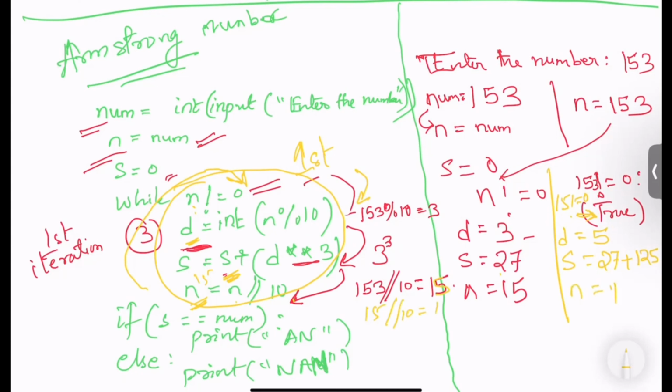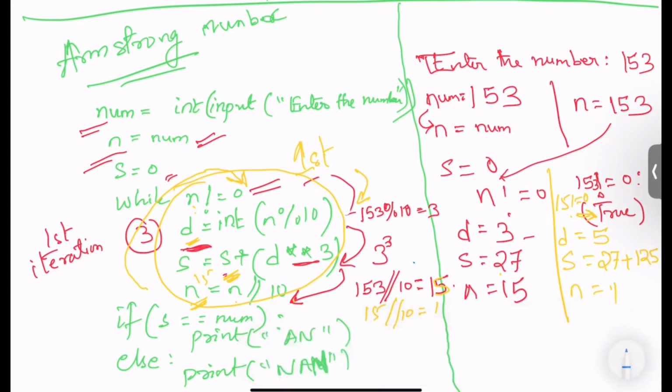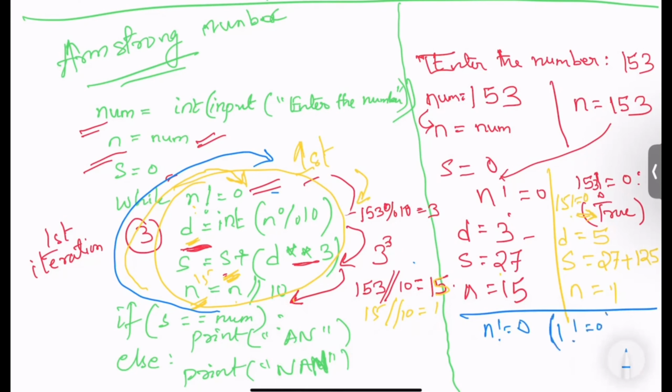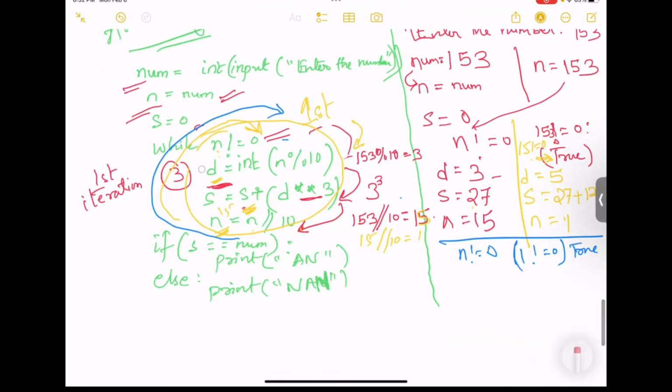Now this goes again for the third round. After it reaches here, it goes for the third round. So the third iteration: N is not equal to 0? Yes, of course, N is 1, and 1 is not equal to 0. It is true, so it goes inside for the third round.